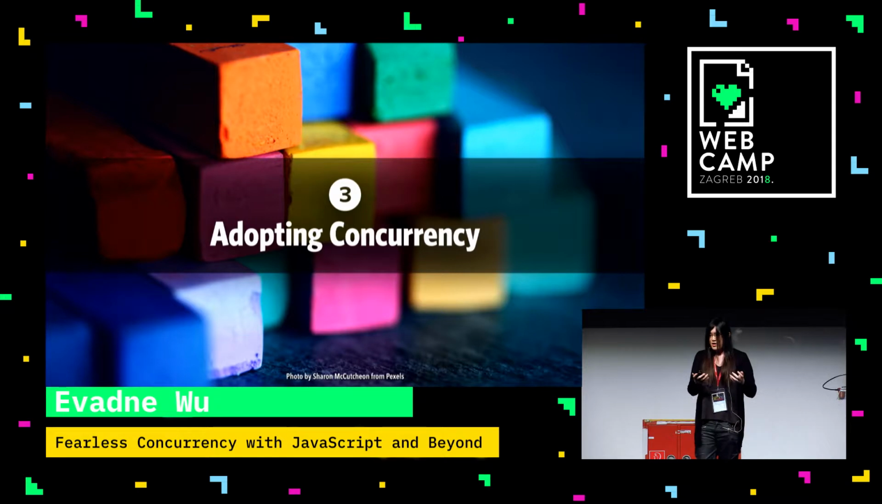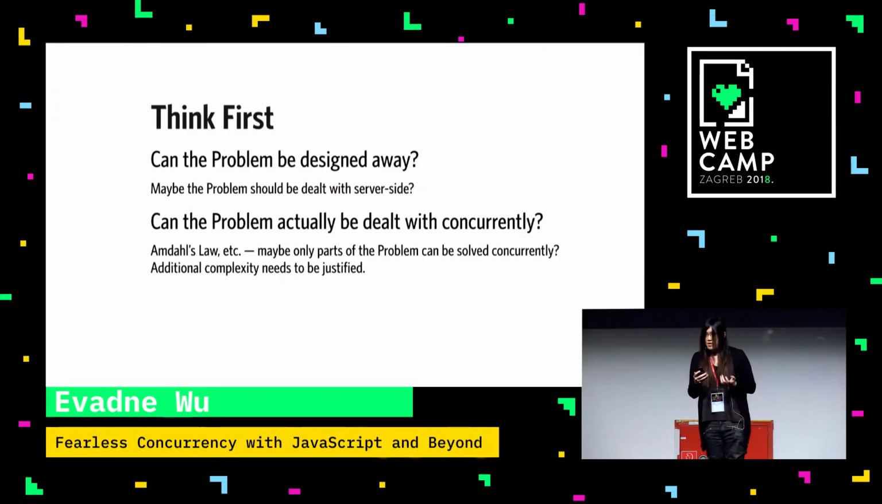Right, now the third part, adopting concurrency. So before adopting concurrency, you have to, again, think first, is your problem actually amenable to parallelization, or is it not? And could the problem actually be solved elsewhere, and so on? These are the ideas you should have in your head before you start writing code, because concurrency code is usually more gnarly, at least in JavaScript. It's much harder to debug, much harder to maintain.